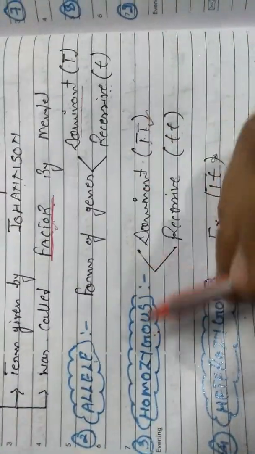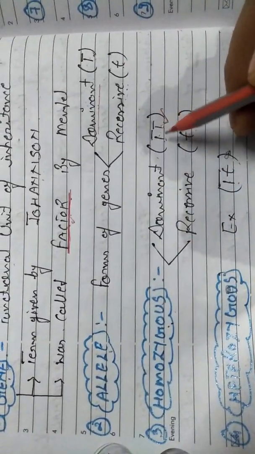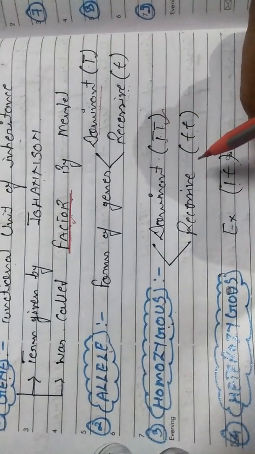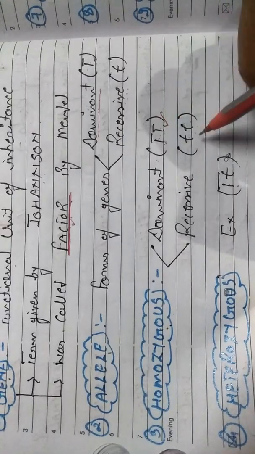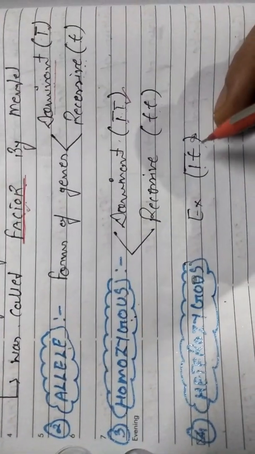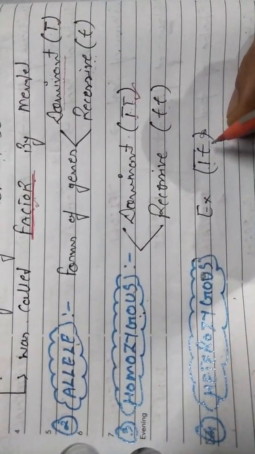These are alleles. Homozygous means if both alleles are the same, they are known as homozygous. Capital T capital T and small t small t, they both are homozygous, but one is dominant, one is recessive. Heterozygous means if both alleles are different, for example tall and dwarf, it is heterozygous.